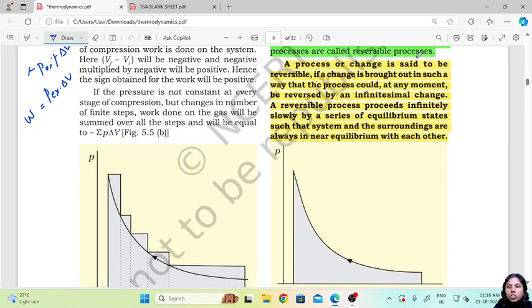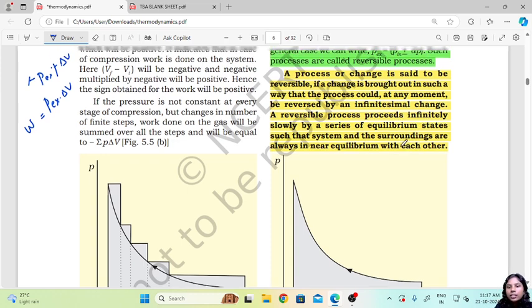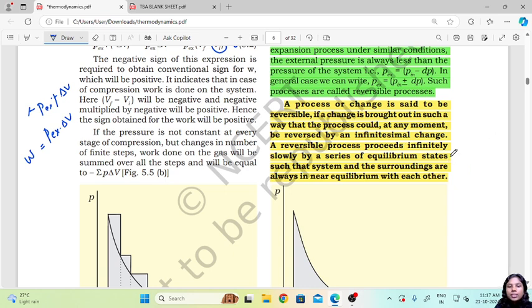A process or change is said to be reversible if the change is brought about in such a way that the process could at any moment be reversed by an infinitesimal change. A reversible process proceeds infinitely slowly through a series of equilibrium states such that the system and the surroundings are always in near equilibrium with each other. So in a reversible process, some kind of change is occurring, but these changes are so small that they can be reversed. They are not so huge that you cannot take a step back.